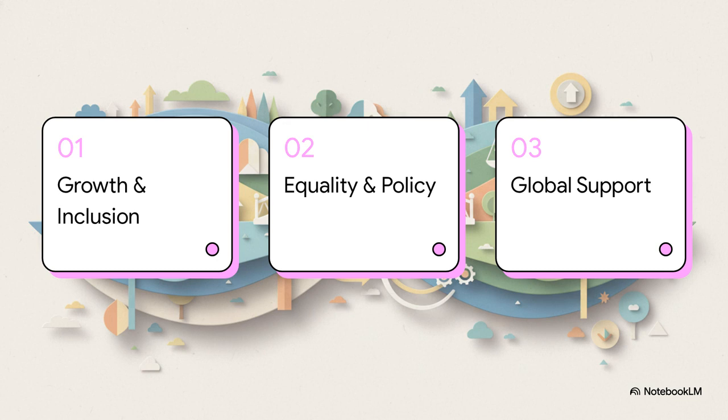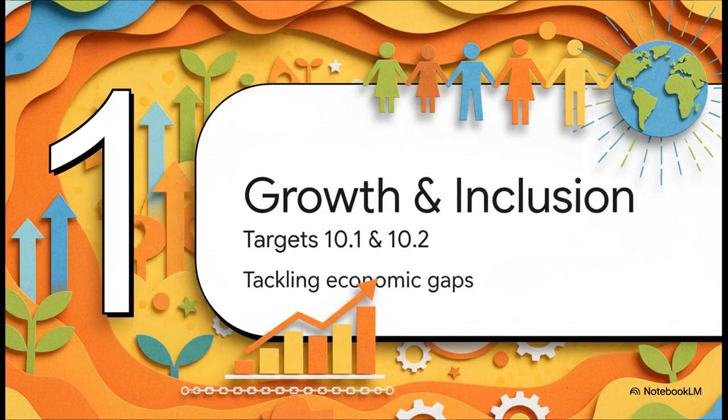To practically bridge this gap, we're going to explore three structured themes today. First, growth and inclusion. Second, equality and policy. And third, global support and remittances. Starting off with Section 1, Growth and Inclusion. Here we'll look at the targets that focus on tackling economic gaps within countries.